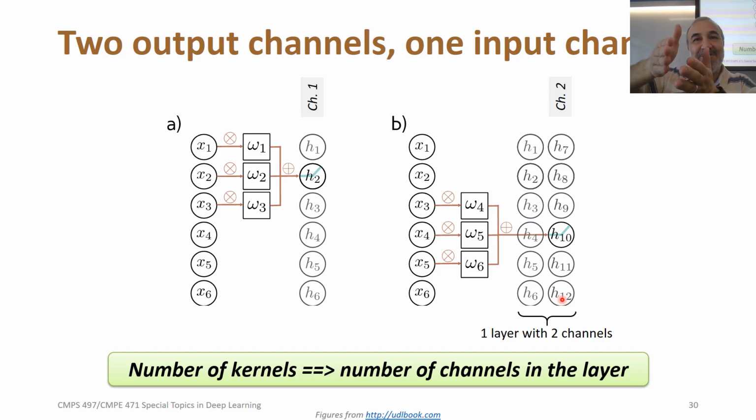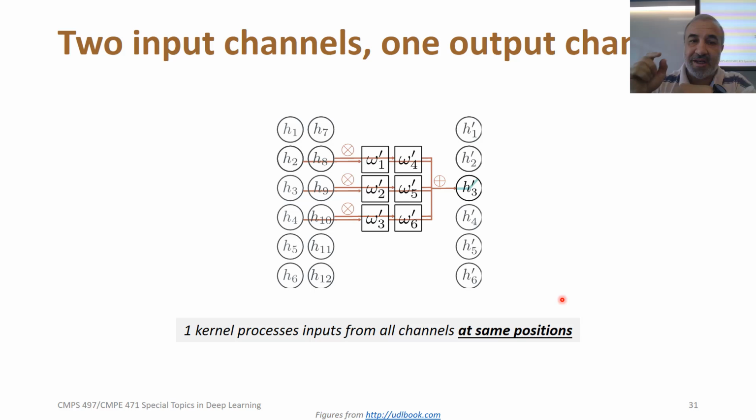A neural network is a stack of layers, right? So we can stack another layer after this layer, which means that this layer is now an input to the upcoming layer. So the incoming layer can have multiple channels also. Let me show you an example. Here, the incoming layer has 2 channels. Now, to apply a kernel, it has to be applied to the same region across the input channels.